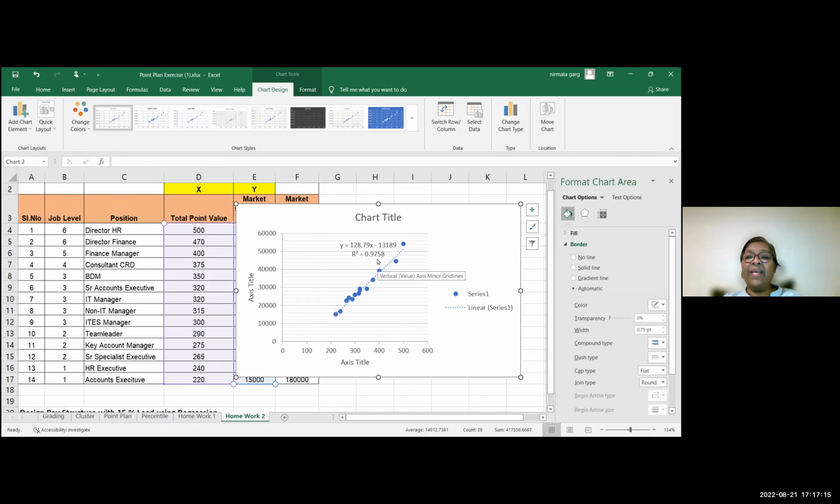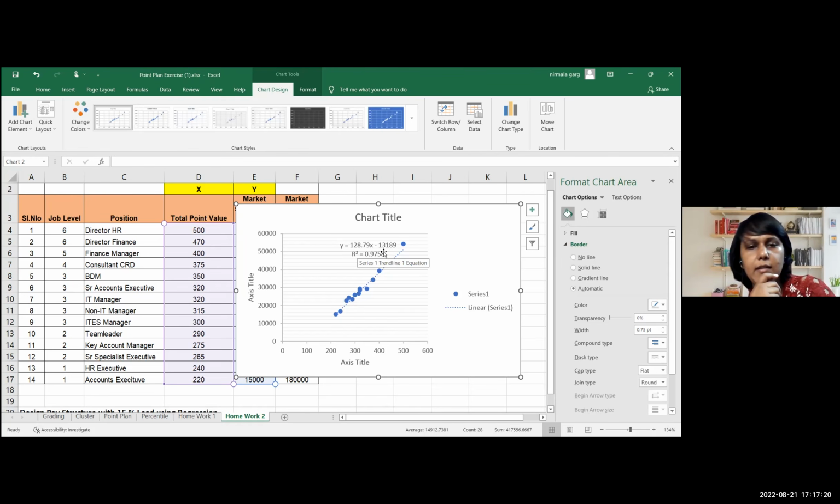Now you may ask, here the slope is how much? 128.79, and your intercept is 13,189. You can also calculate slope and intercept individually. You can do it using quick layout. You can also do the other method which I showed you earlier, using a scatter graph, trend line, and so on. You can also download the data analysis tool from the Excel add-ins and do the regression. So there are many ways of doing it.